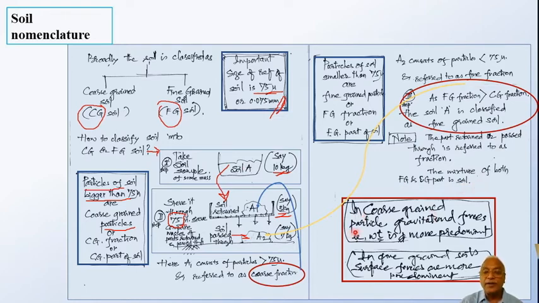In coarse grained particles, gravitational forces, that is weight, are more predominant, whereas in fine grained particles the surface forces are more predominant. Obviously when the particle size becomes small, it will not have much weight, so gravitational force becomes not an important thing, but surface area becomes more. Because of that, surface forces are more predominant in the fine fraction, and in the coarse fraction the weight is larger, so gravitational force is much more. We'll go to the next slide.